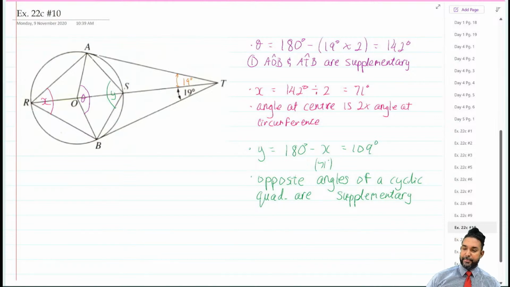Now, if you had to specify why these two angles were 19 degrees, you could state that the two triangles OAT and OBT are congruent. That's because these two sides are equal in length, these two sides are equal in length, and they share a common side in the middle, on top of which this is 90 degrees on top here, and there's 90 degrees below here. So those two triangles are identical, which means all the corresponding angles are equal.